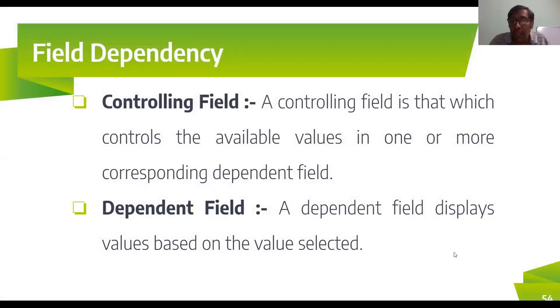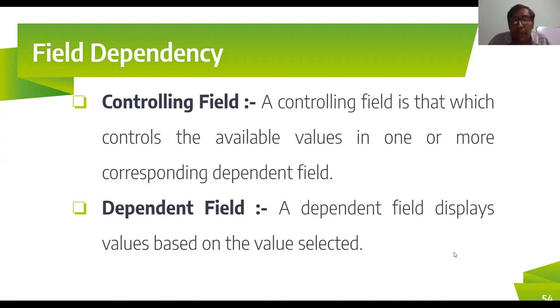A controlling field is the field that controls the available values in one or more of the corresponding dependent fields. The controlling field is nothing but the city. When I select the city, like Chennai, Bangalore, Pune, Mumbai, or Vizag, these are the controlling values. These fields will control the dependent field. The field that controls the dependent field is called the controlling field.